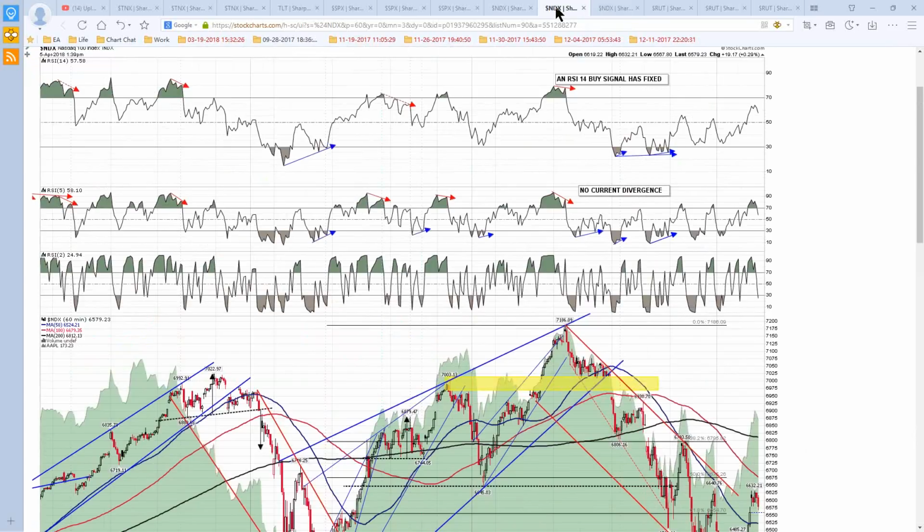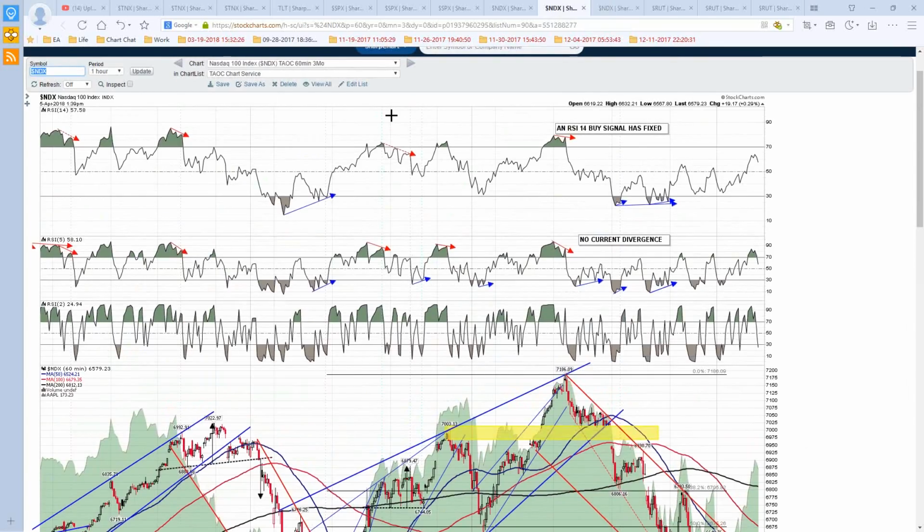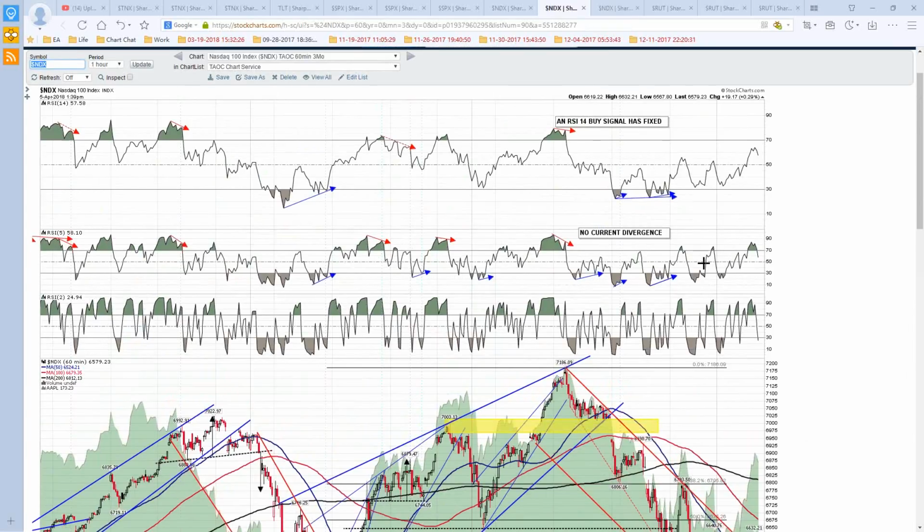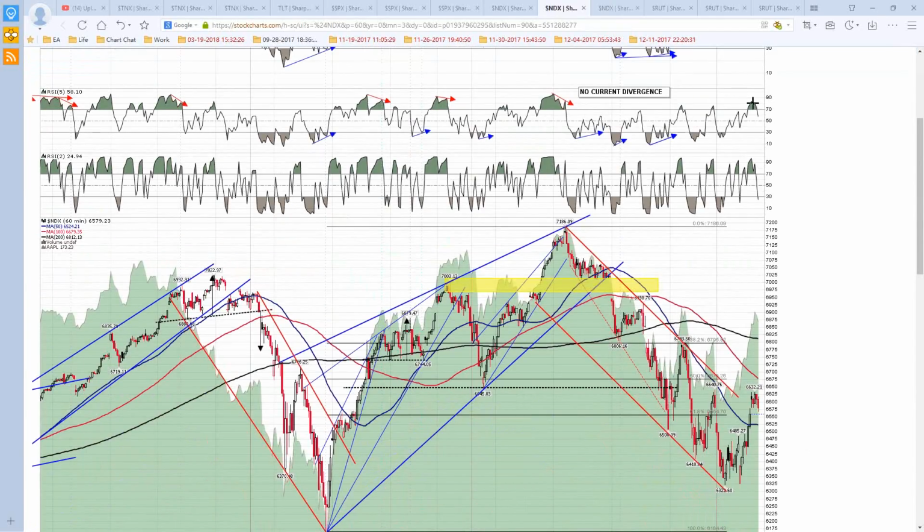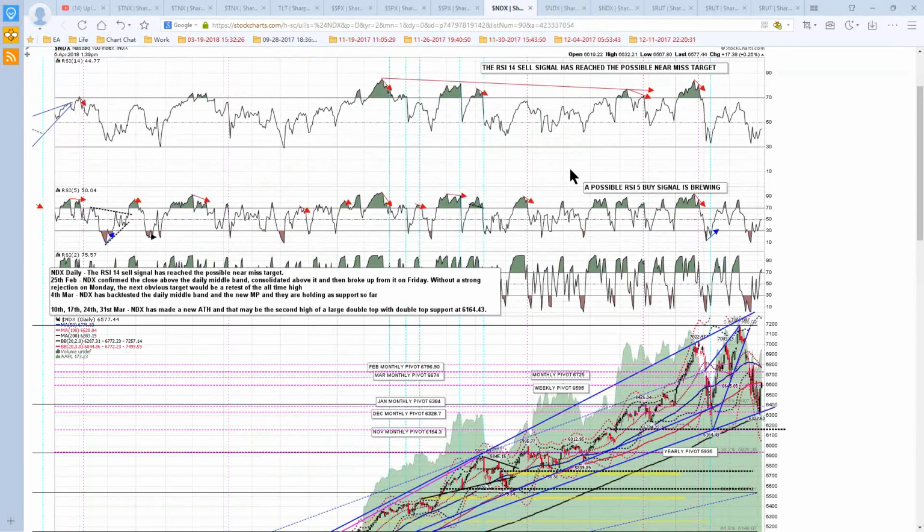Let's have a look at the 60-minute chart. Again, we had a 60-minute buy signal RSI 14. That hasn't quite reached the possible near miss target. I've got a weak RSI 5 sell signal fixed on the hourly chart. We do have also, I think, a daily RSI 5 buy signal fixed.